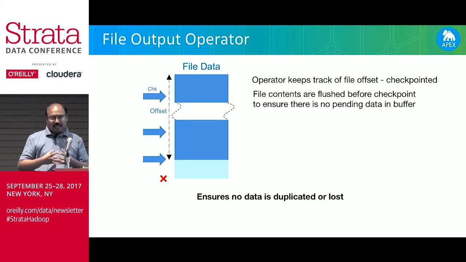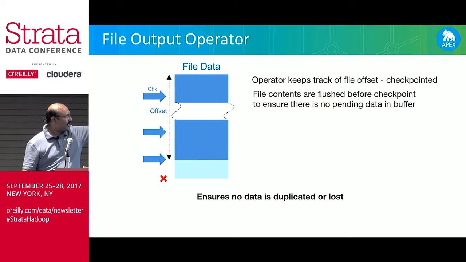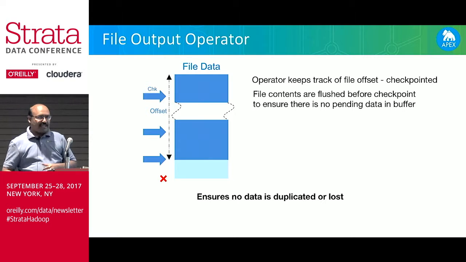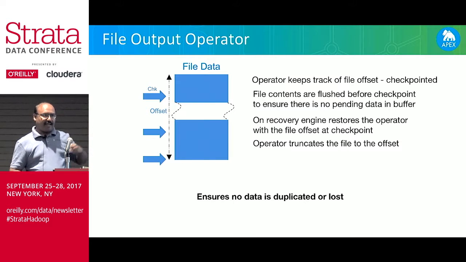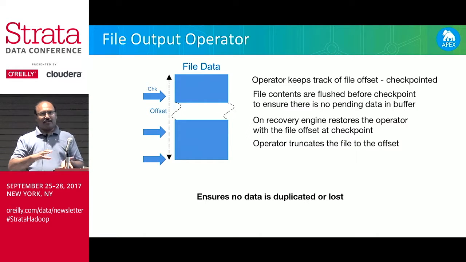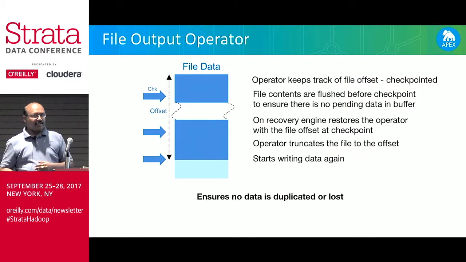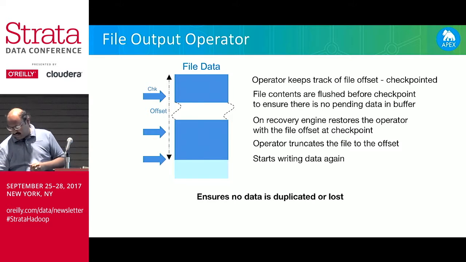At this point, the engine will restart your operator back at the third checkpoint, the third arrow. But the file has extra data. So when the operator comes back, it truncates the file back to that offset, because the offset value was restored by the checkpoint recovery. It removes the extra content from the file so that the file's state is consistent with its own offset state. HDFS truncate is not so simple, so it's actually doing a copy internally. And then it starts writing data again. That way, it ensures there are no duplicates in the file.